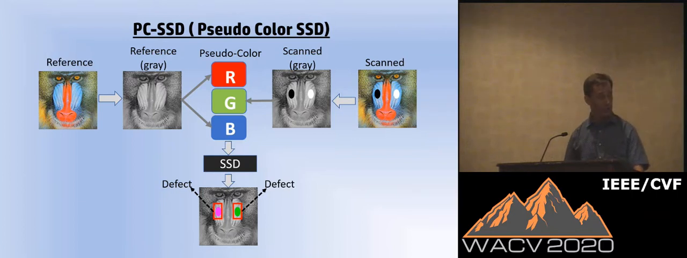We developed two different solutions to this challenge. Both methods compare a reference image to a scanned image of the printed output. The first method we call pseudocolor SSD, which maps grayscale versions of the reference and the scanned image into a single pseudocolor image, which is then fed into the standard SSD object detection network and trained to detect true print defects.